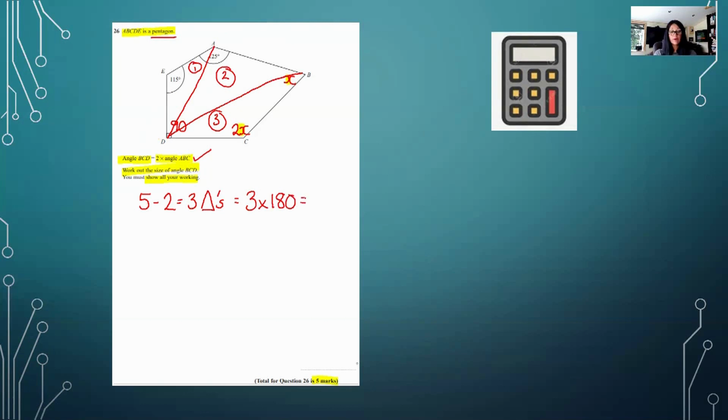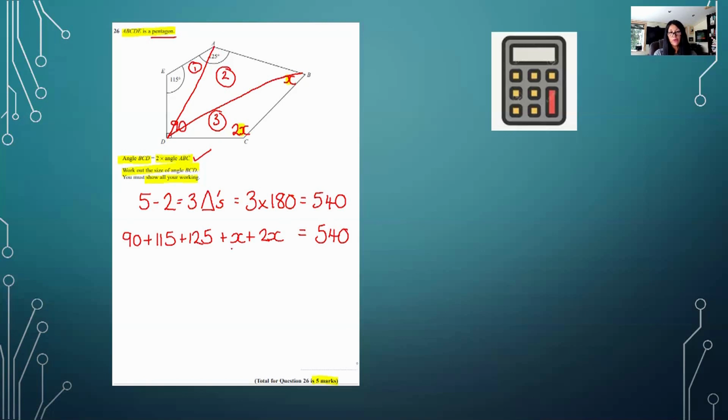Again, I'm going to use my calculator. I know I can do it in my head, but it's easy to make a simple mistake like that. That gives me that the angles in a pentagon add up to 540 degrees. So now we can make a nice little equation. We take the 5 angles, so 90 plus 115 plus 125 plus x plus 2x, and all of that equals 540.